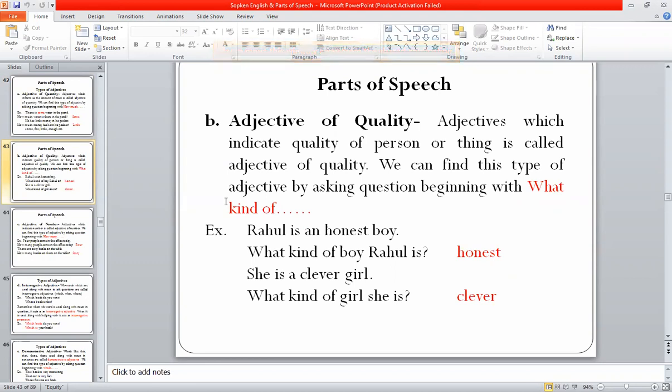Adjective of quality. So what is the adjective of quality? Adjectives which indicate the quality of a person or thing are called adjectives of quality. So these are the adjectives which indicate or demonstrate the quality of a person or thing, and that is why they are called adjectives of quality.